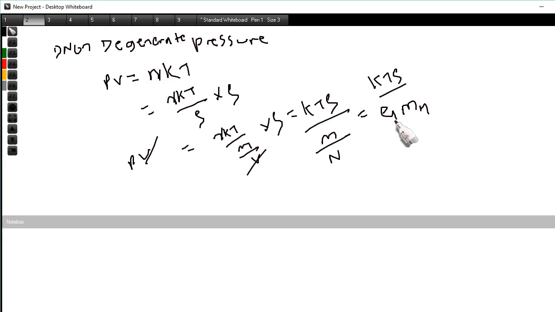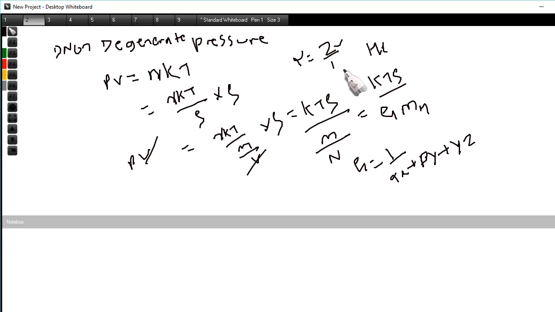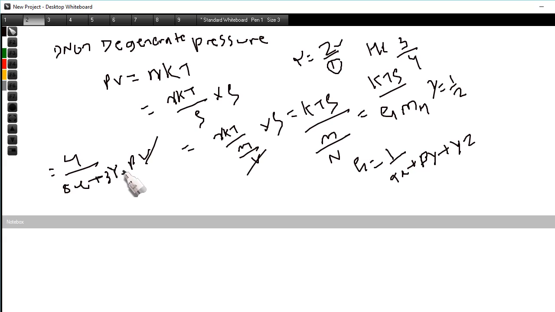Okay, so this mu is equal to 1 by (alpha x plus beta y plus gamma z). In the case of our normal star, alpha, beta and gamma are the particles given by the atoms when they are ionized. In the case of hydrogen it gives two particles. In the case of helium it is 3 by 4, and in the case of other gases inside the star, but in very small amount, we can write them as 1 by 2. Now if you put this value in here, then I will get the solution like 4 divided by (8x plus 3y plus 2z).